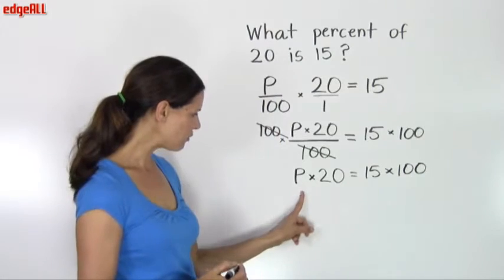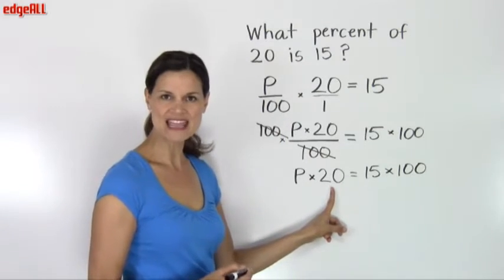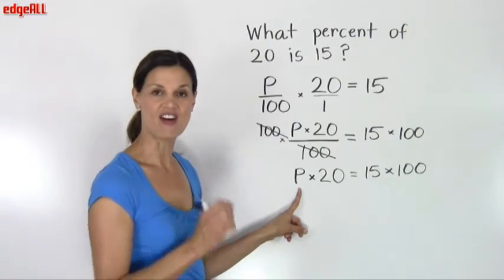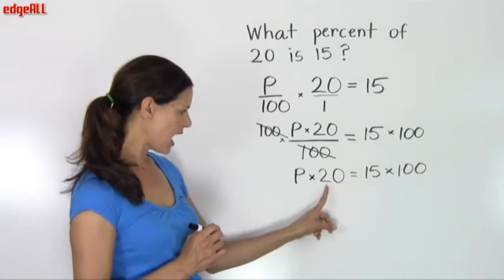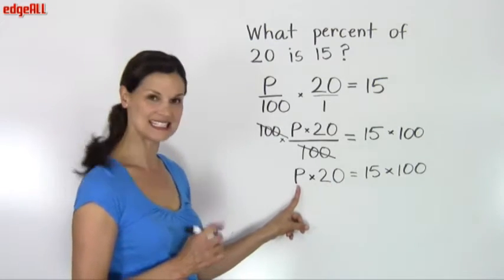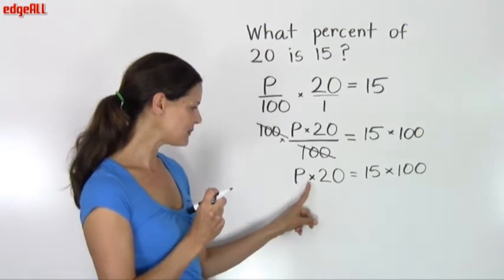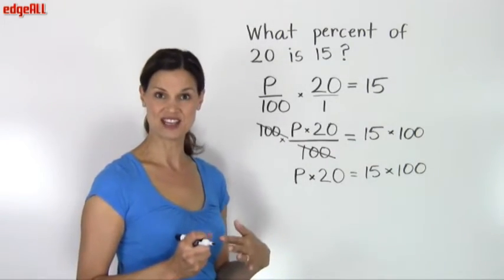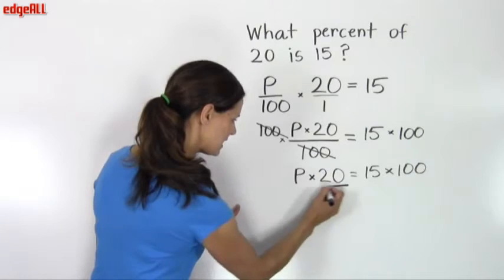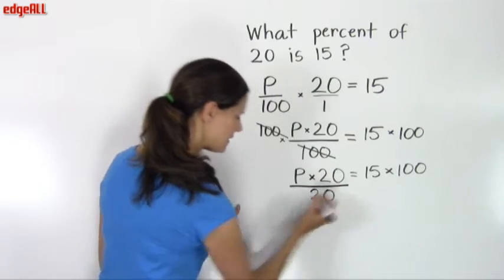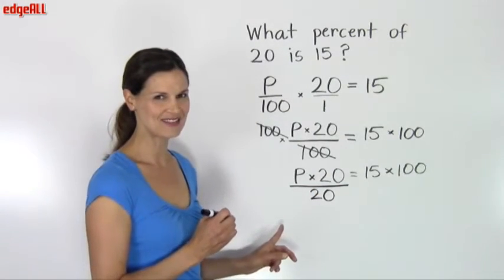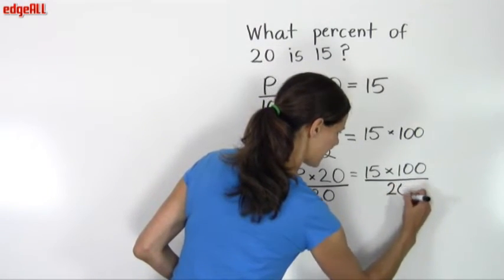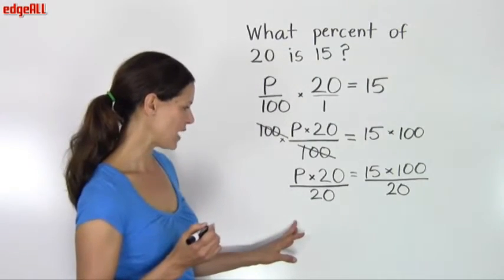Well, I still have one number here in the way of having this variable P all alone by itself on this side of the equal sign. I look at the 20 and ask myself how it's attached to the P, and it's by multiplication. And so I do the opposite operation, which is division, and I divide by 20. So I take this side and divide by 20. Whatever I do to one side of an equation, I always have to do to the other. So I need to divide this side by 20 as well.